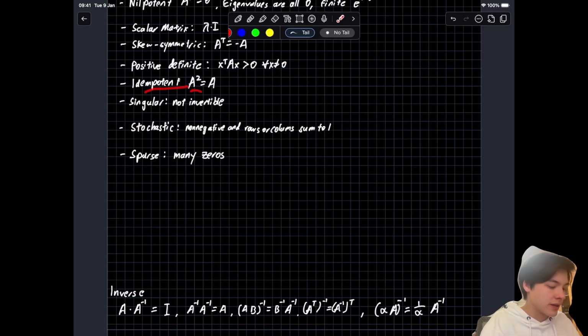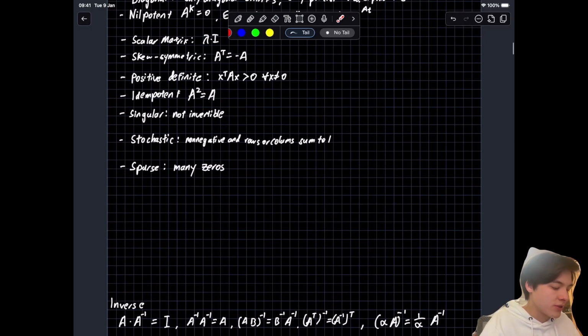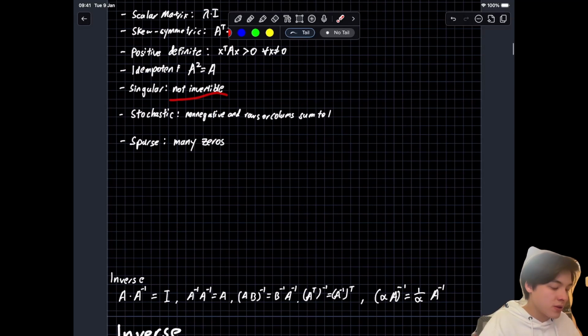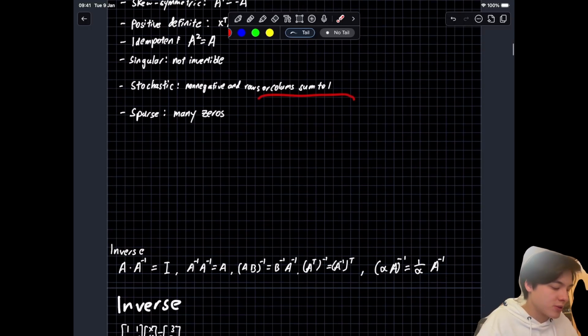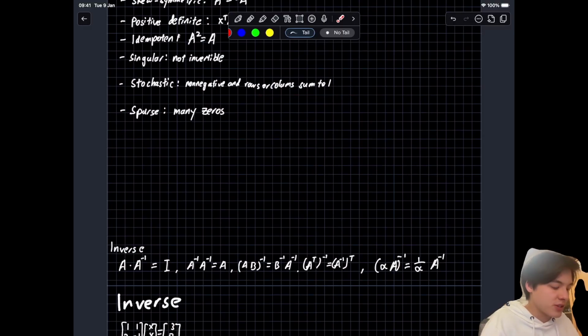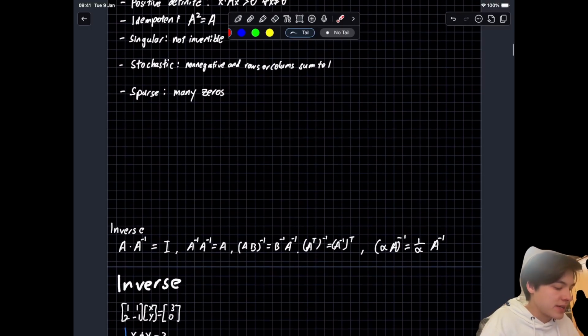Idempotent is if we take the power, we get the same thing back. And singular is if a matrix is not invertible, so one of our eigenvalues goes to 0, so we lose information. Stochastic, it's non-negative, and the rows and columns sum to 1. We have sparse matrices if there are many zeros.